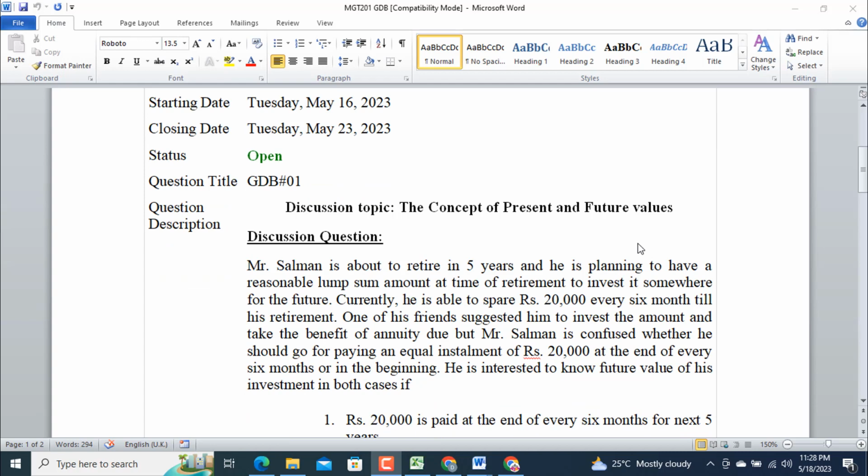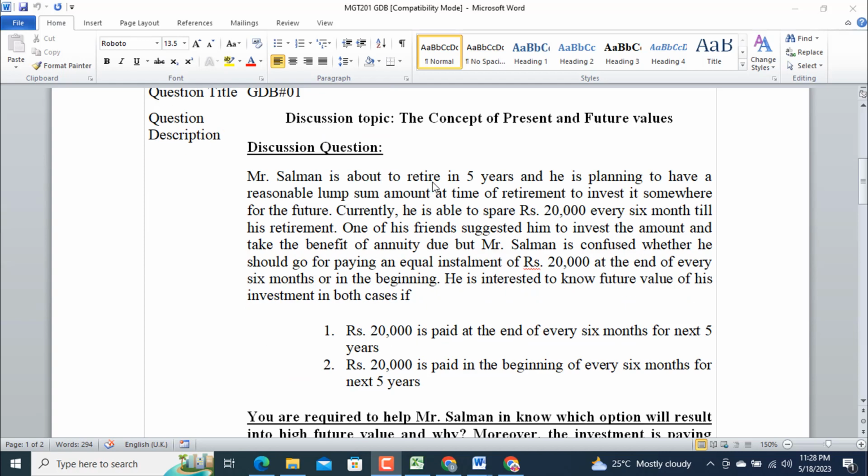question and description. Our discussion question: Mr. Salman is about to retire in 5 years and he is planning to have a reasonable lump sum amount at the time of retirement to invest it somewhere for the future. Currently he is able to spare ₹20,000 every 6 months till his retirement. One of his friends suggested he invest the amount and take the benefits of Annuity too, but Mr. Salman is confused whether he should go for paying an equal installment of ₹20,000 at the end of every 6 months or in the beginning. He is interested to know the future value of his investment in both cases.